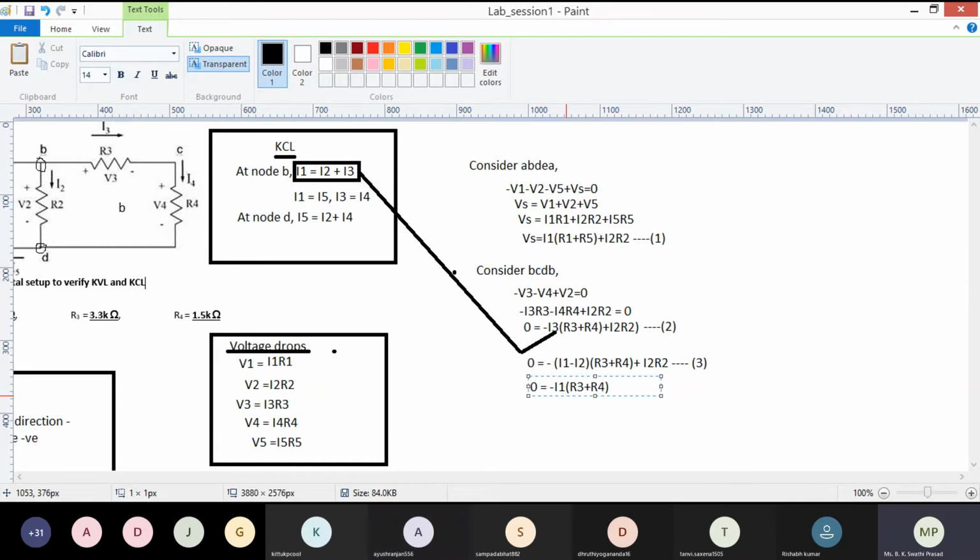Is it correct? Yes, ma'am. Plus I2 into R3 plus R4 plus R2. You have to put a plus after R2. Yes, ma'am. Okay. Minus into minus plus. Okay. Plus R3 plus R4.